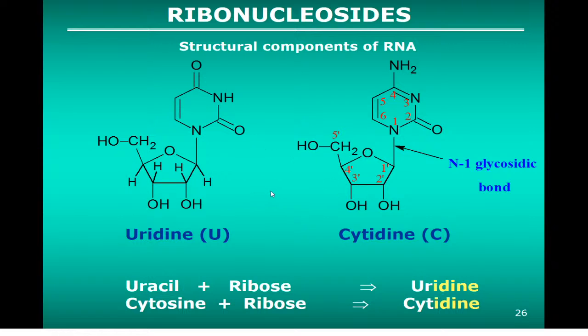So, how to name? Uracil with ribose. For pyrimidine nitrogenous bases, the suffix is -idine. So uridine. For short, just U. Cytosine with ribose, cytidine. This is our RNA structural unit. Suffix -idine: uridine, cytidine. And one glycosidic bond bonds the sugar with the nitrogenous base.